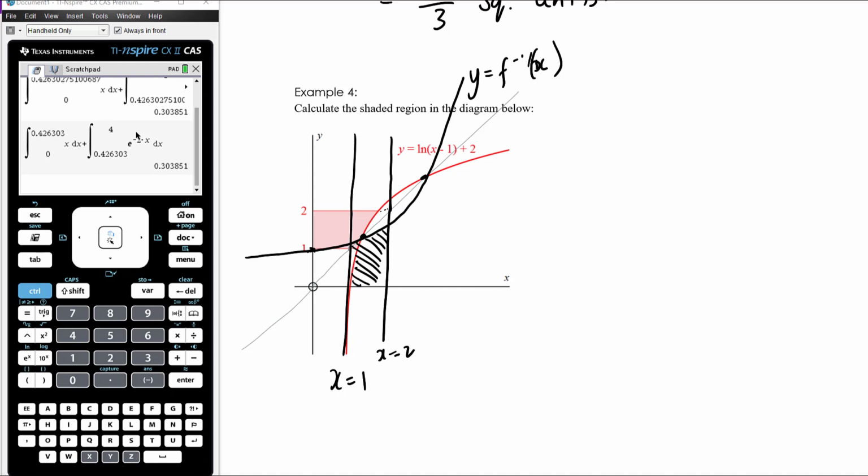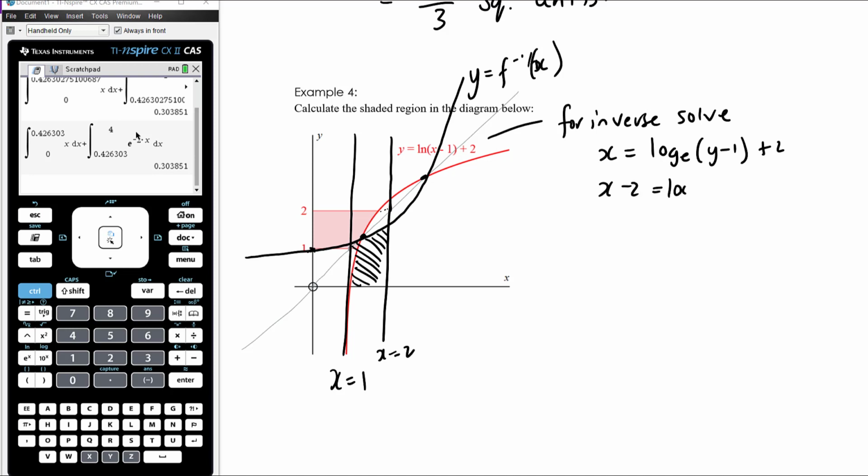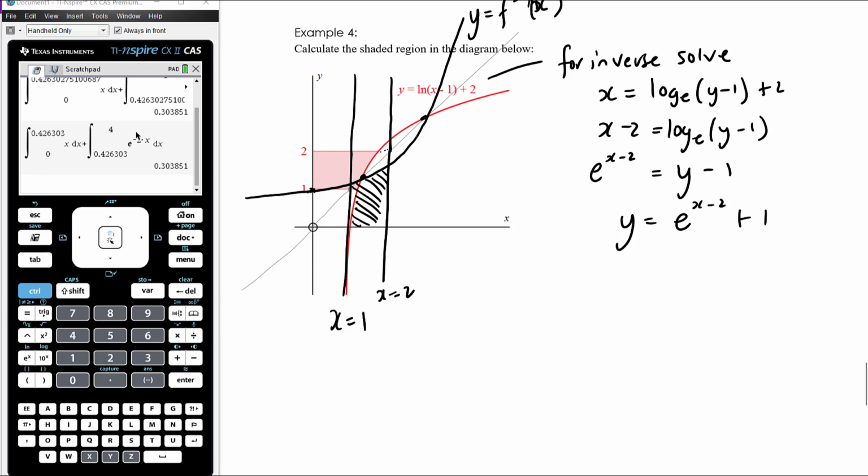So what it means is we need to find the inverse function. So for the inverse, we're going to solve x equals log e of y minus 1, plus 2. So we're going to take away 2, and we're going to convert from a log to an exponential, and we're going to add 1. Okay, so now the shaded area that we're after becomes the black shaded area that we've got drawn there, and it is the integral between x equals 1 and x equals 2 of the inverse function.